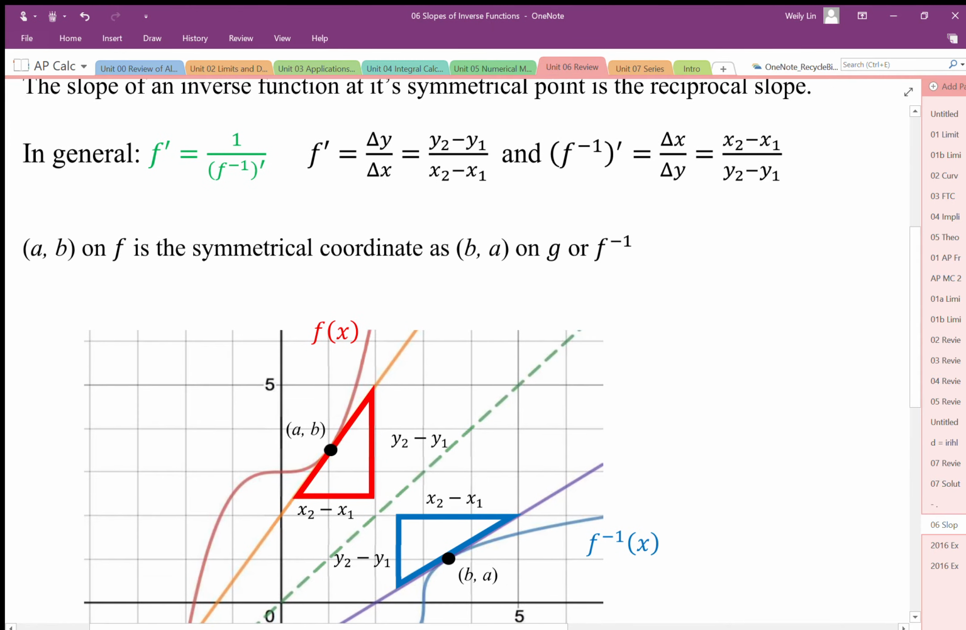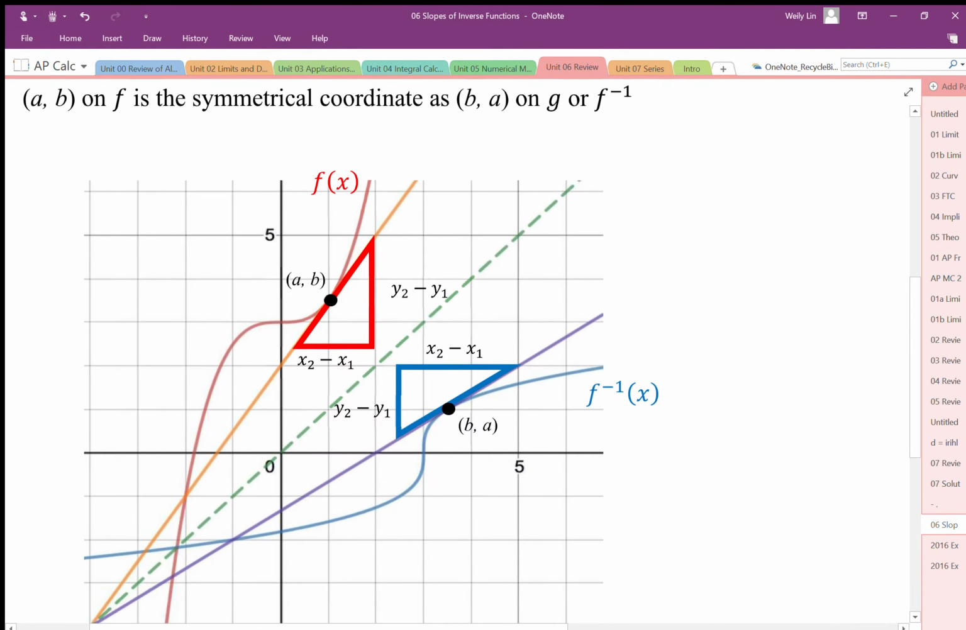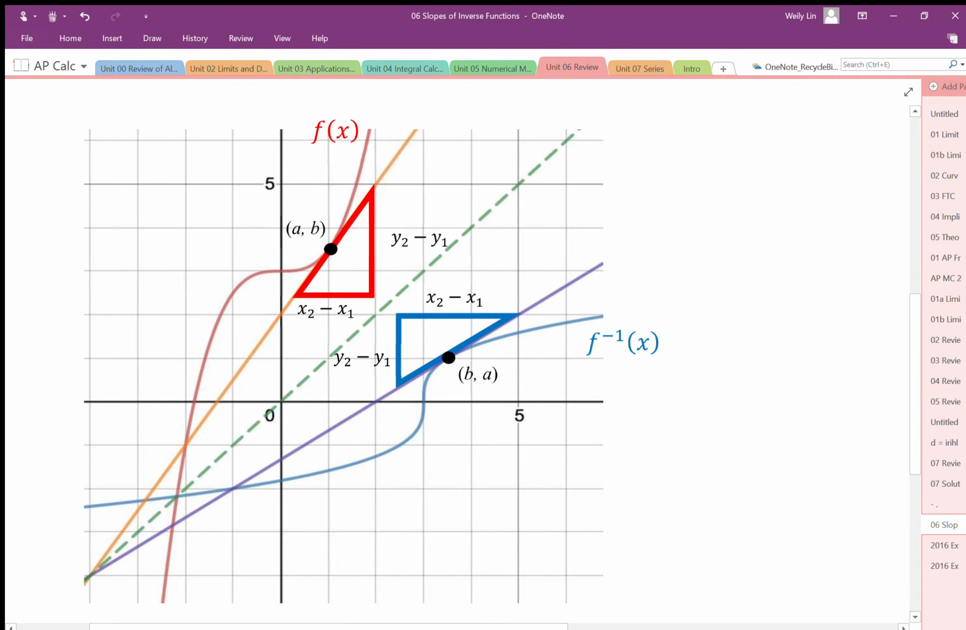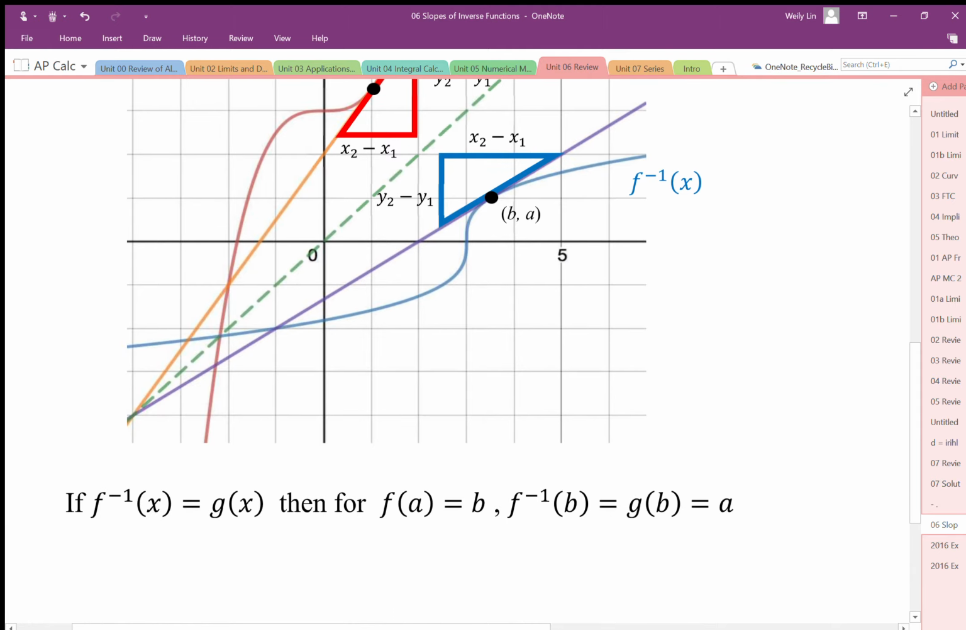So when we say that the derivative of f is going to be the change in y over the change in x, the derivative of the inverse function should be just the reciprocal. We're just going to flip that slope. Okay, and we can see that due to the symmetry of the graph and its inverse, that is always going to be true. Now note that the slope at A is not the reciprocal of the slope at B here, but the slopes of these corresponding inverse coordinates are reciprocals.